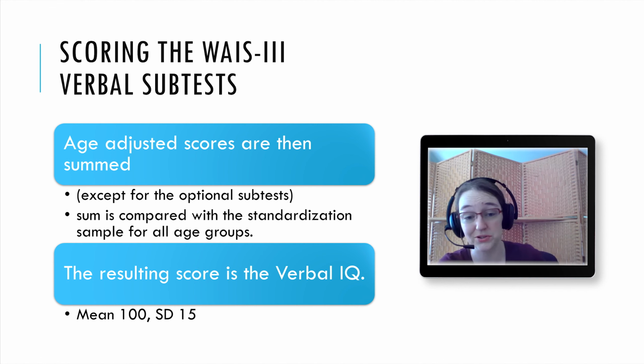And so this resulting score gives you your verbal IQ, and it has a mean of 100 and a standard deviation of 15, which is really helpful to have similar metrics, because that standard deviation of 15 versus 16 makes a difference. And the math is way easier for the standard deviation of 15. That's why I like it, from just a basic head calculation standpoint.